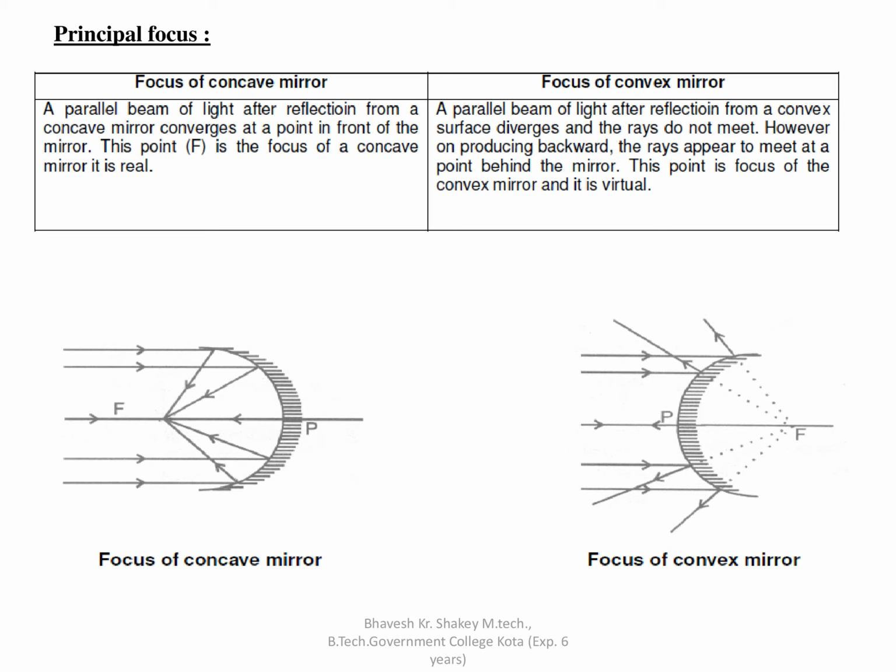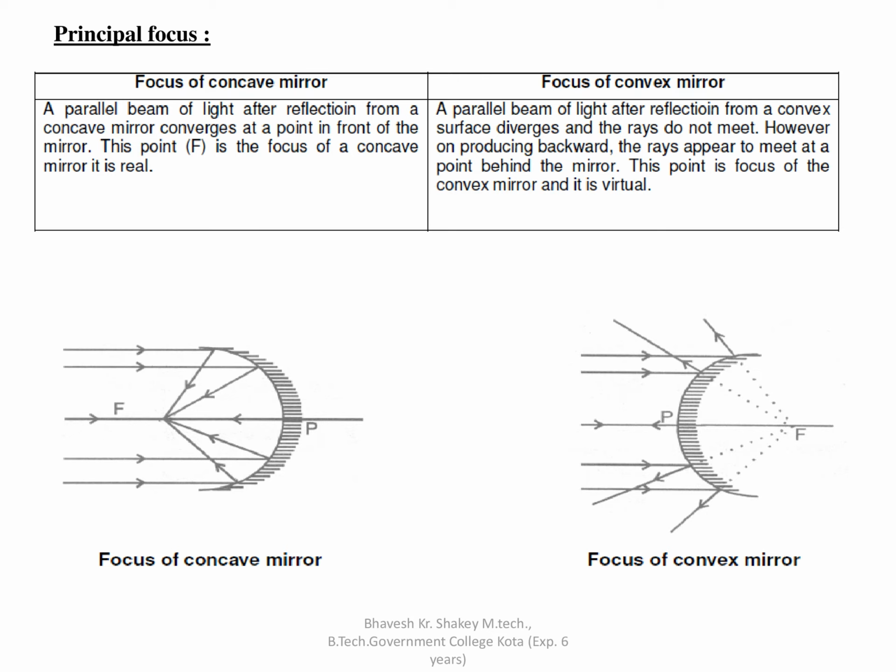Okay, so what we learned is that for a concave mirror the principal focus is a real one and the rays are converging after the reflection, and in case of a convex mirror after the reflection the rays are diverging, but if you extend them in a backward direction they appear to meet at a point on the principal axis. The point where they appear to meet is the principal focus for a convex mirror.